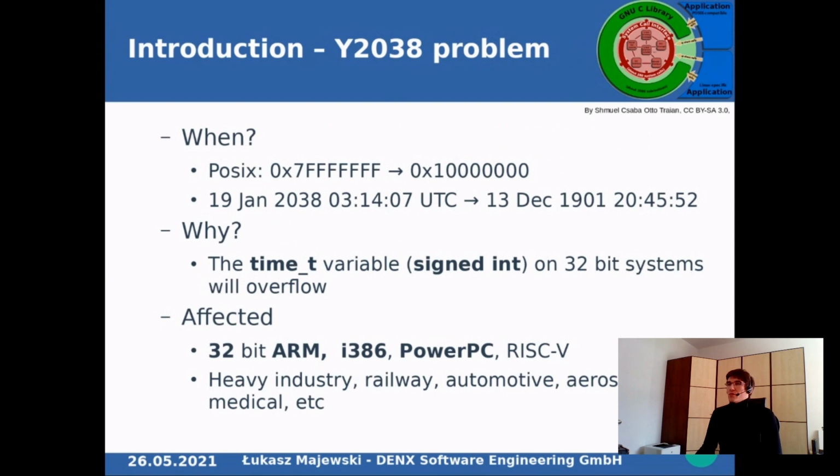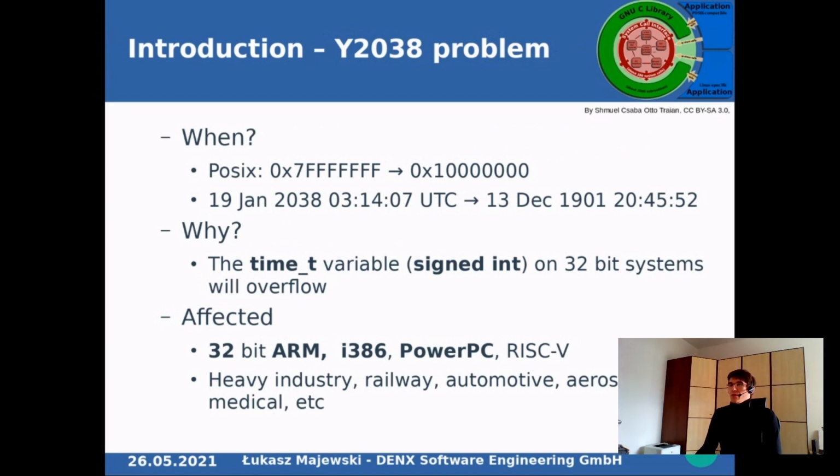So what exactly is the year 2038 problem? It happens on 32-bit CPUs. By 32-bit CPUs, I mean the ones which are using 32-bit word length. On those CPUs, the time_t variable, which is a signed int, will overflow. And for 32-bit systems, this will happen on January 19, 2038, 03:14:07 UTC.